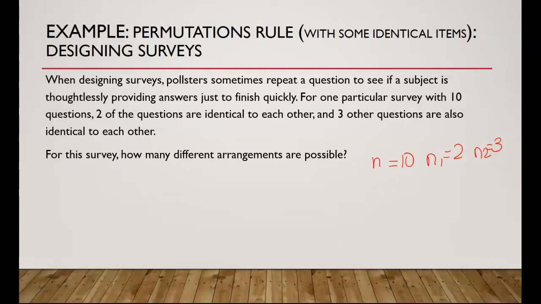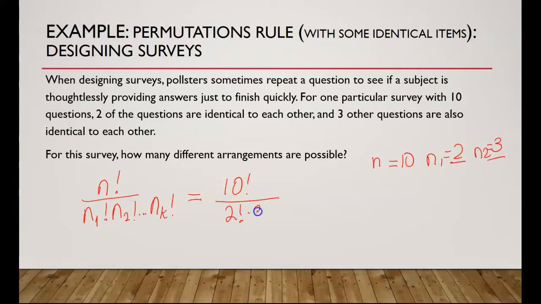Using the rule for permutations with some items identical to each other, n factorial divided by n1 factorial times n2 factorial times and so on, n kth factorial, equals 10 factorial divided by 2 factorial times 3 factorial. Notice that 2 factorial times 3 factorial is not equal to 6 factorial. We must break the numbers down.